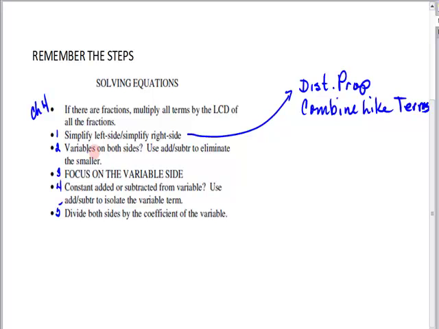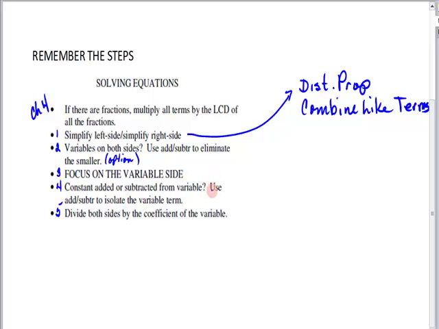The next thing I do is ask myself a question. Are there variables on both sides? Because I want my variable to be all alone on one side. And if the answer is yes, you're going to use either addition or subtraction to eliminate the smaller one. Now remember that that is an option. You don't have to always eliminate the smaller one, but usually we do. Then you're going to focus on the side that does have the variable left.